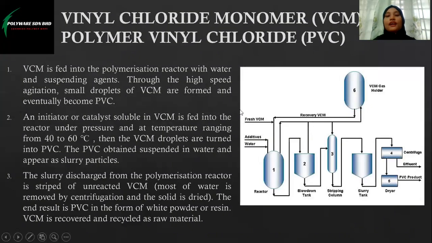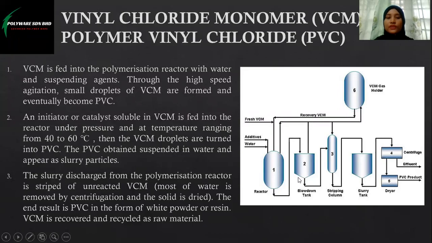And lastly, the important process in this presentation is the vinyl chloride monomer to polyvinyl chloride. Firstly, the fresh VCM is fed into the polymerization reactor with water and suspending agent. With the high speed of agitation, small droplets of VCM are formed and eventually become PVC. The catalyst soluble in VCM is fed into the reactor under pressure and temperature ranging from 40 to 60 degrees C, and the VCM droplets will turn into PVC.